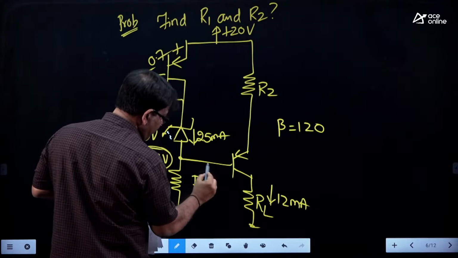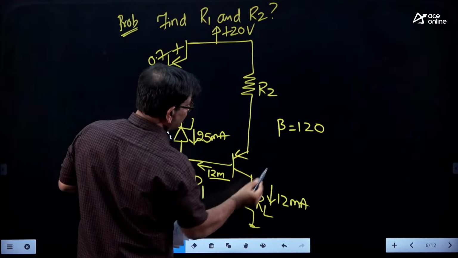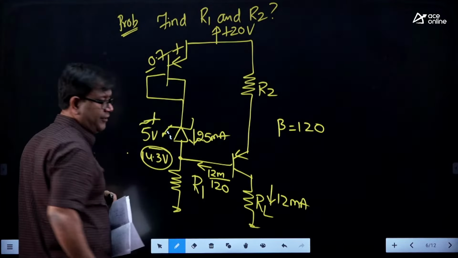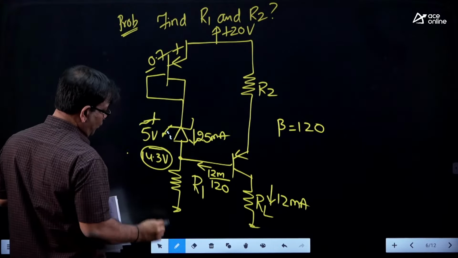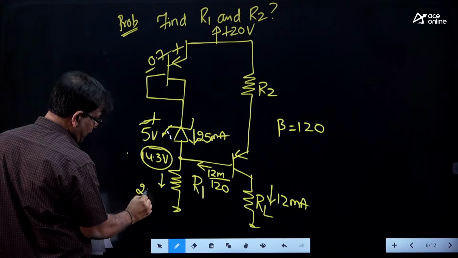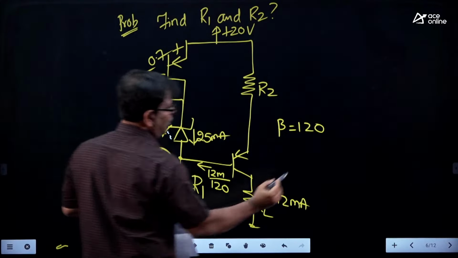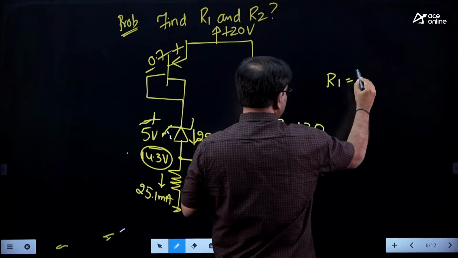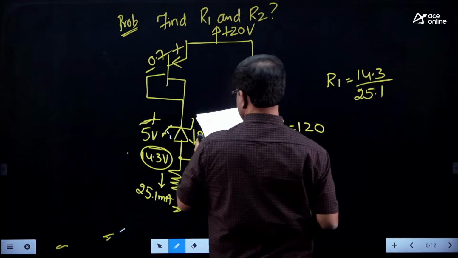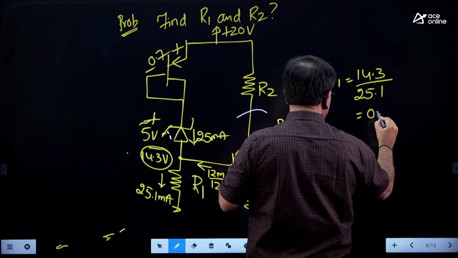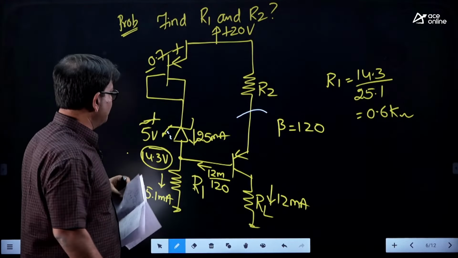This is 12 milliampere. So, the base current will be 12 milli by 120. So, it will be around 0.1. This is 25 milli and 0.1. So, this is going to be 25.1 milli. So, according to Ohm's law, what is R1? R1 is 14.3 divided by 25.1. So, it is around 0.6 K. I have calculated this. It is around 0.6 kilo ohms.